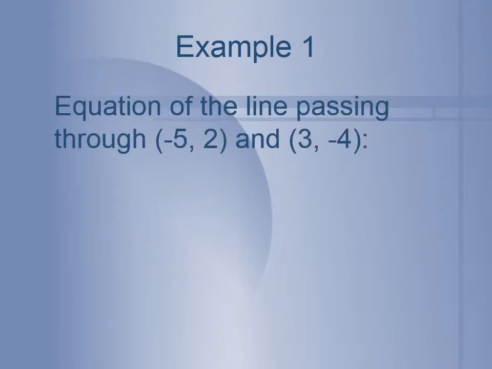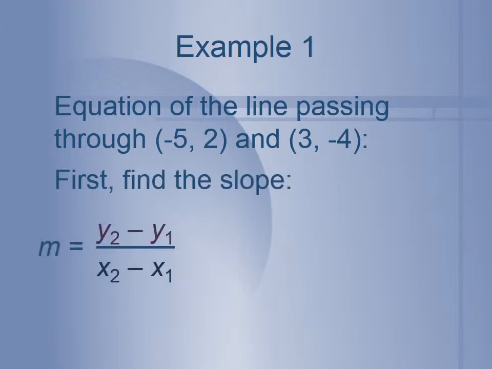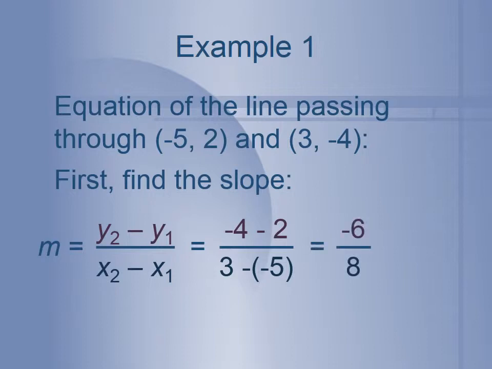The equation of the line passing through (-5, 2) and (3, -4). Well, the first thing we need to find is our m, right? So we're going to find the slope, using the equation y2 minus y1 over x2 minus x1. So we have -4, which is our y2, minus 2, which is our y1, all over 3, which is our x2, minus -5, which is our x1. So -4 minus 2 is -6, and 3 minus -5 is 8. And then that reduces to -3/4. So now we have our m.